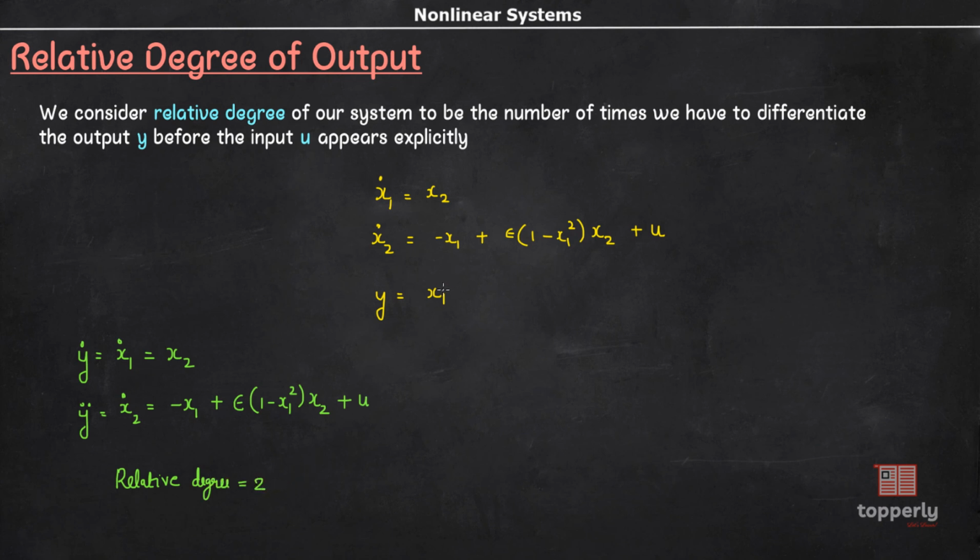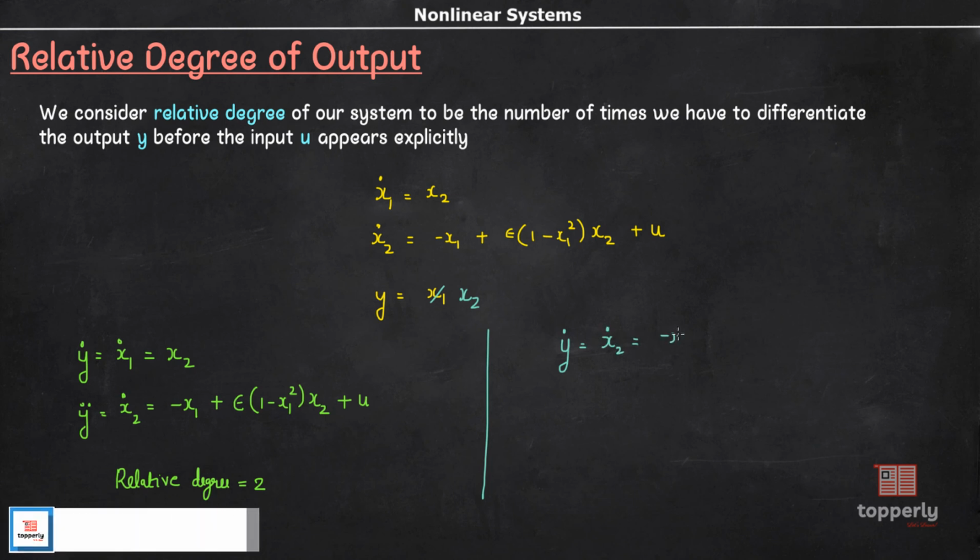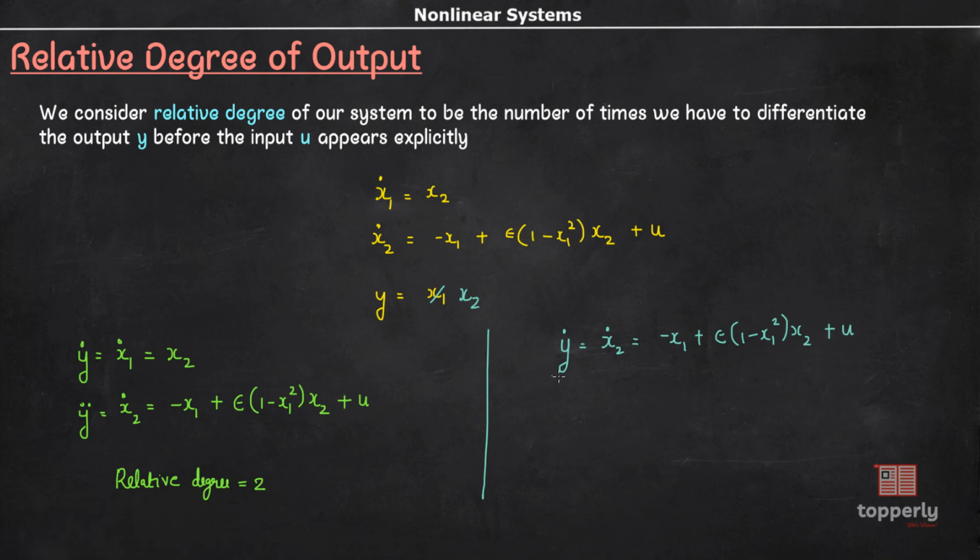On the other hand, if the system output was y equal to x2, differentiating, y dot equal to x2 dot, which is equal to minus x1 plus epsilon into 1 minus x1 square into x2 plus u. You can see that after a single differentiation, the input u is explicitly appearing in the output equation. So the relative degree of output y in this case is 1. So you got an idea about relative degree, right?